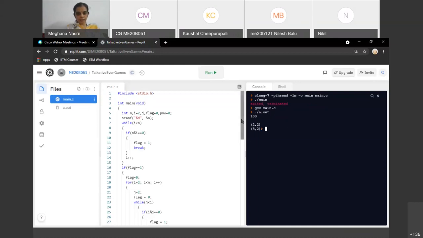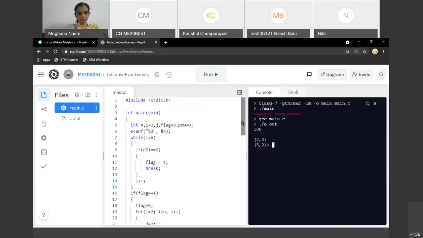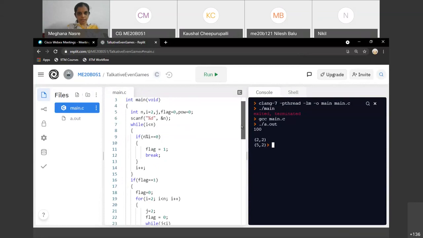I think the first one is, of course, the prime number. The second one is the power. Is that right? Yes, ma'am. Great. Can you just increase the font and run us through your code? Ma'am, is it bigger now, the font? Yes, it is better.